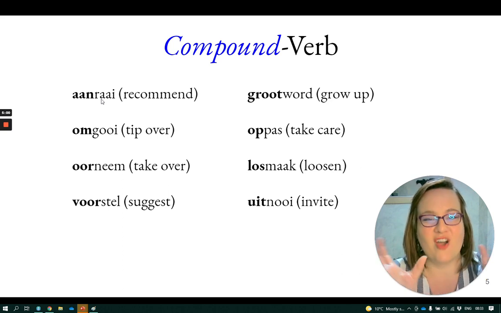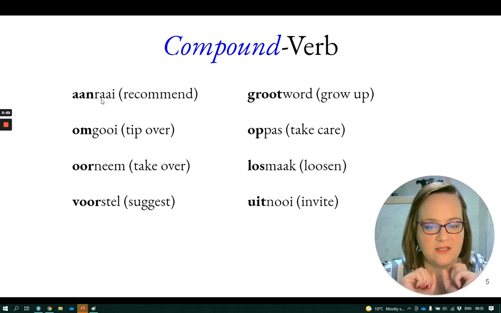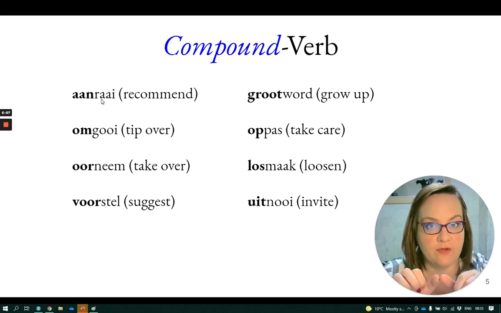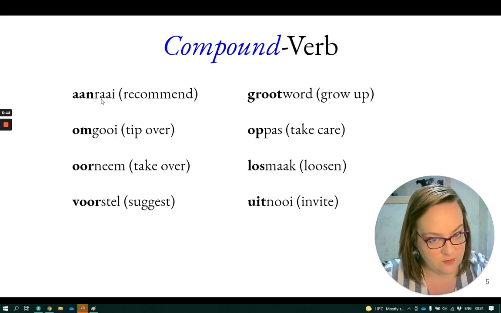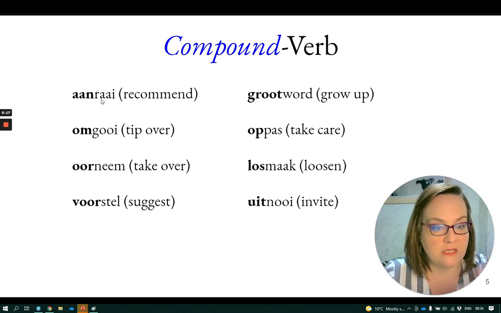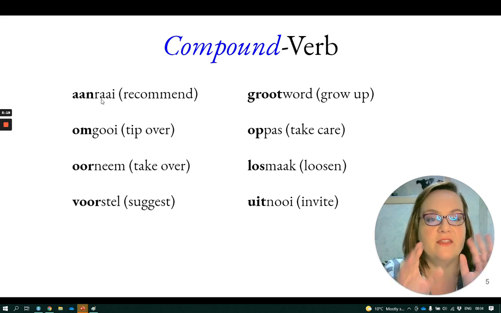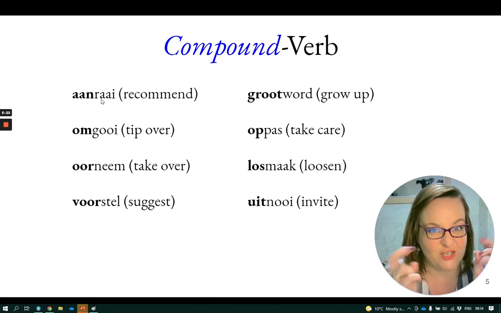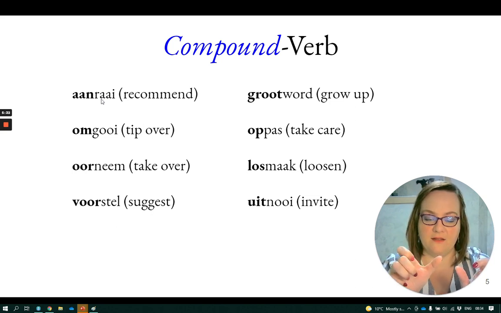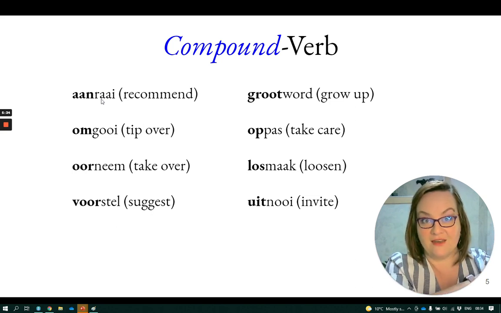Compound verbs are compounded. They are two words that are added together. 90% of the time, the prefix is a preposition, and it's added to the verb. In these words, you can see raai, gooi, neem, stel, word, pas, maak. They are the verb section of the compound verb. So when you're in present tense, you're focusing on that last section, the verb, and the prefix before it goes to the end of the sentence.